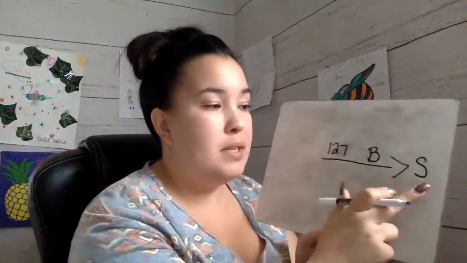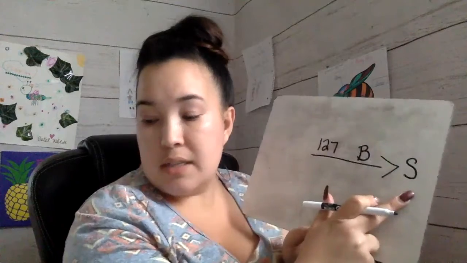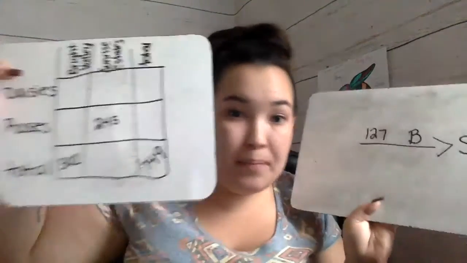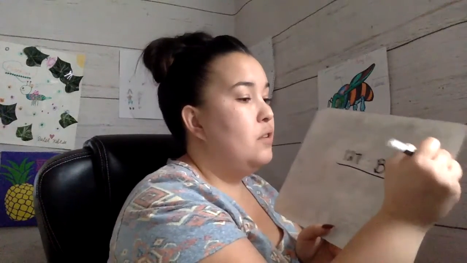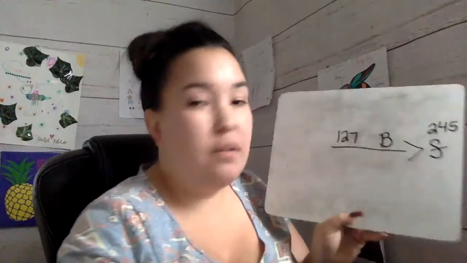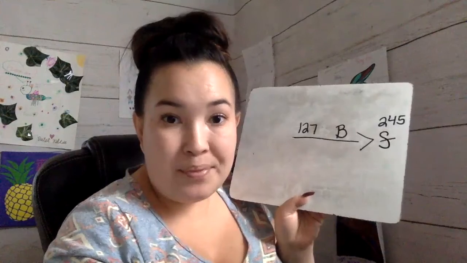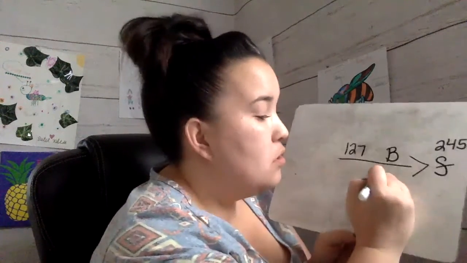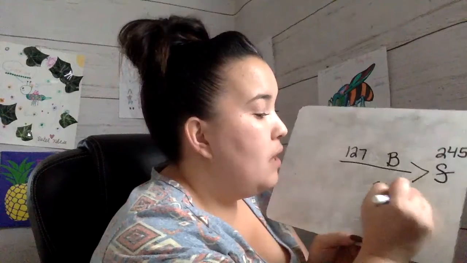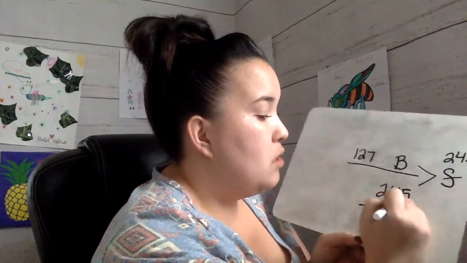And then it tells me my Sunrise Estates is how much? Well, I have to go back to my grid for that. How many roses are in Sunrise Estates? 245 roses. Great job. So then for here, I write 245. Now, how do I solve this to find the number for the B? I have to subtract. Perfect. So I'm going to do 245, and I'm going to subtract 127.